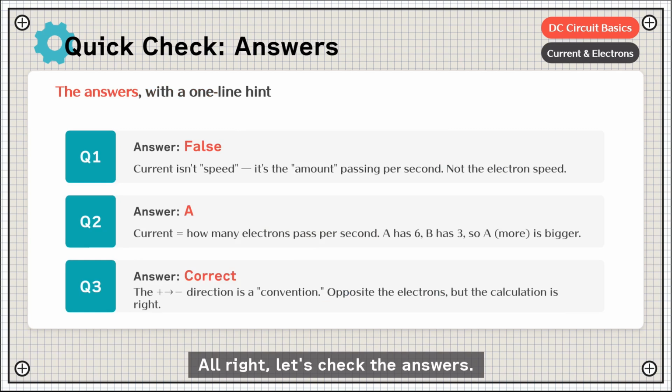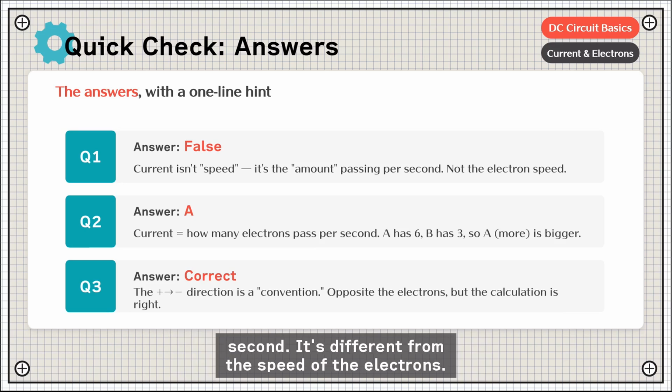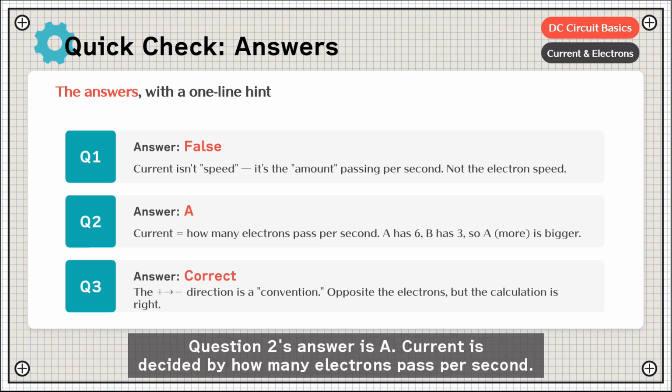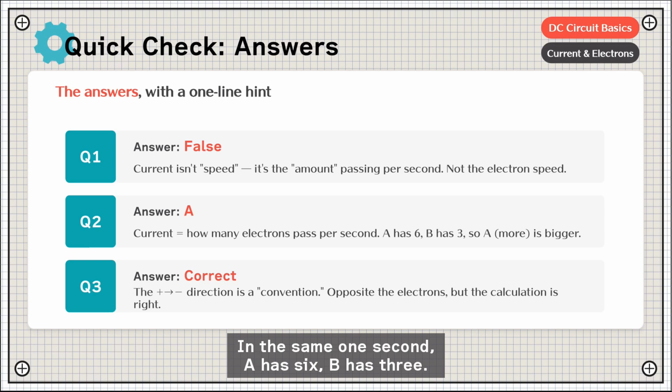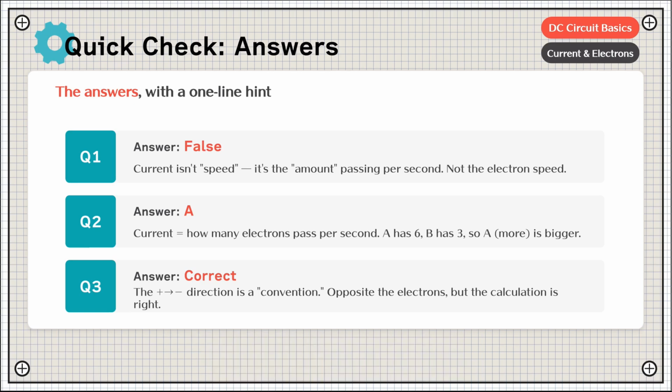Alright, let's check the answers. Question 1's answer is false. Current isn't speed, it's the amount of electricity that passes through per second. It's different from the speed of the electrons. Question 2's answer is A. Current is decided by how many electrons pass per second. In the same 1 second, A has 6, B has 3. The one with more passing through, A, has the bigger current.